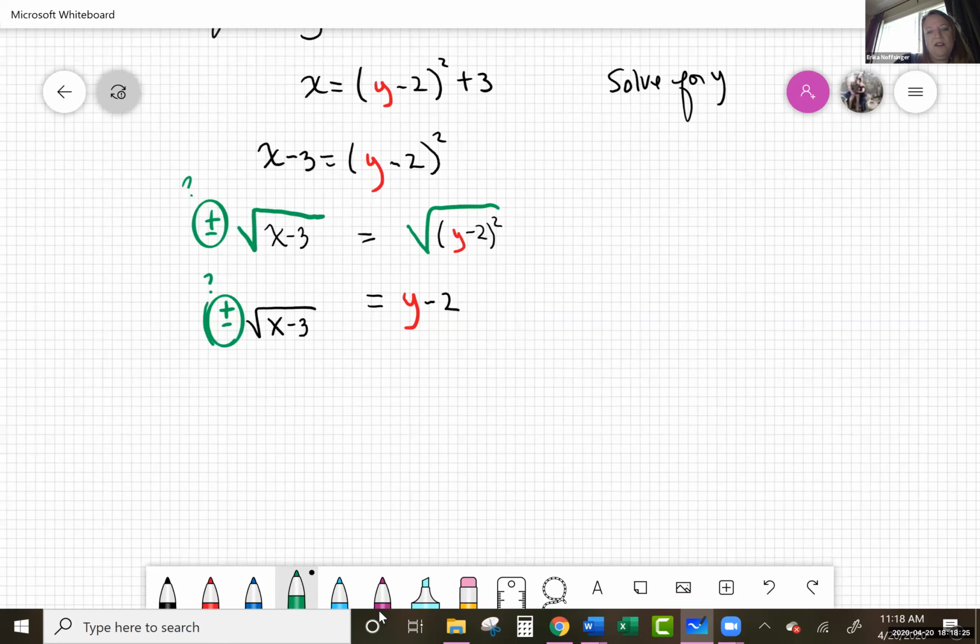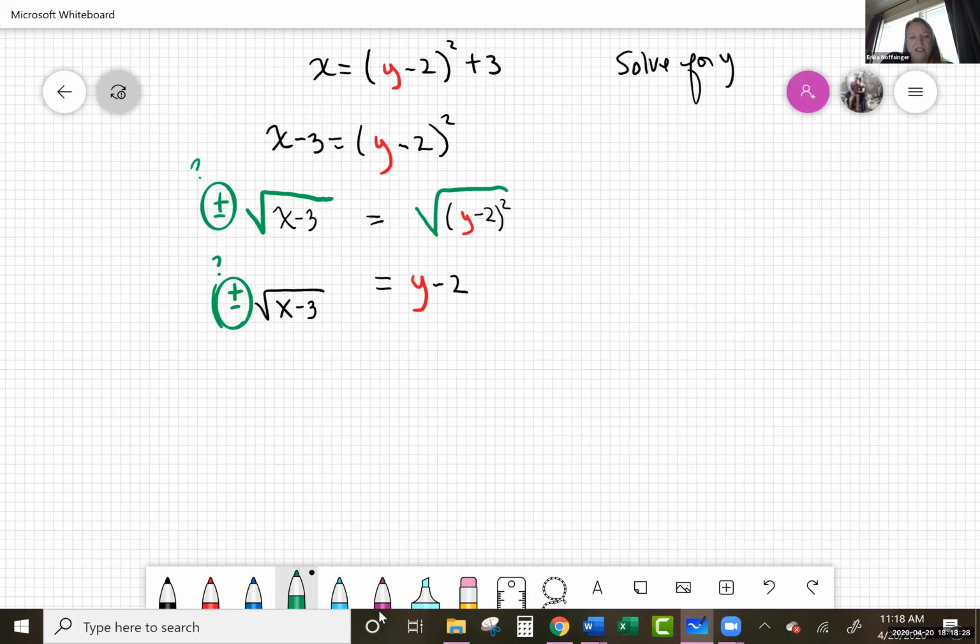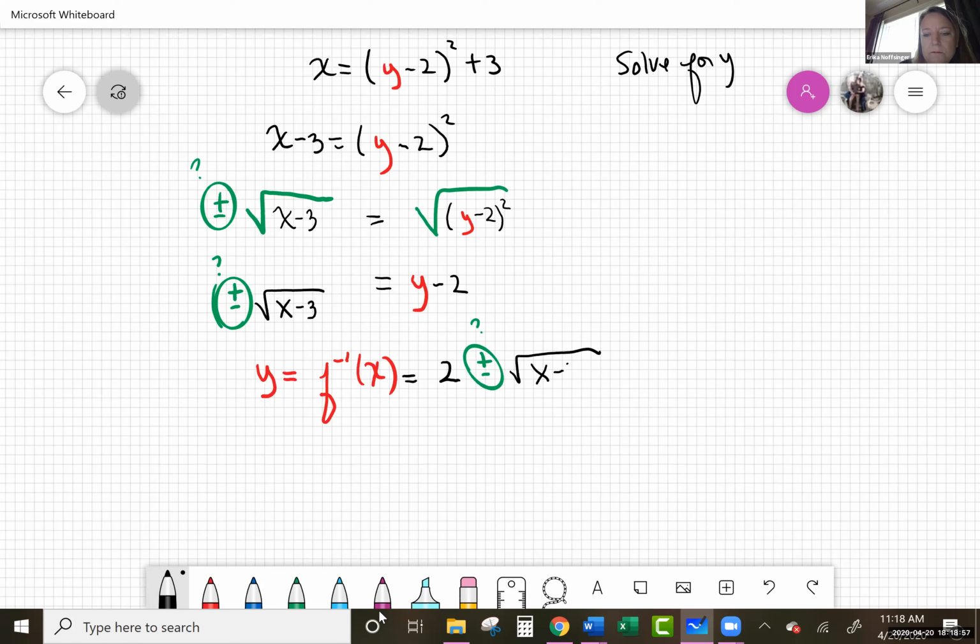So we're almost done. We almost got y by itself. We just have that y minus 2. And so to get y by itself, we want to add 2 to both sides. And so we get y is equal to, which is the same thing as f inverse of x. Adding 2 to both sides, we get 2 plus or minus the square root of x minus 3. Okay.